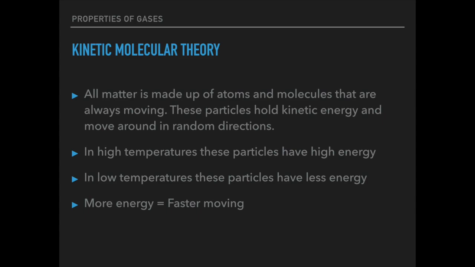To start, let's talk about the kinetic molecular theory. The kinetic molecular theory is a theory that states all matter is made up of atoms and molecules that are always moving. These particles hold kinetic energy and move around in random directions. So in higher temperatures, these particles have high energy, and in low temperatures, these particles have less energy. The more energy these particles have, the faster moving they are.